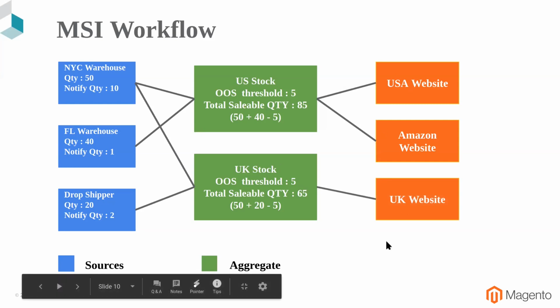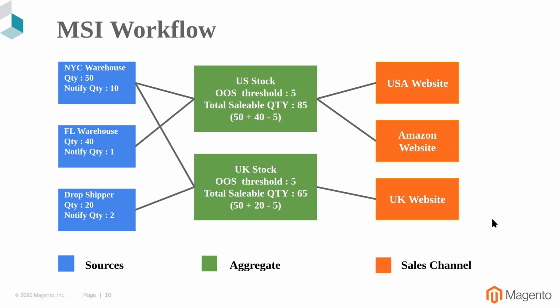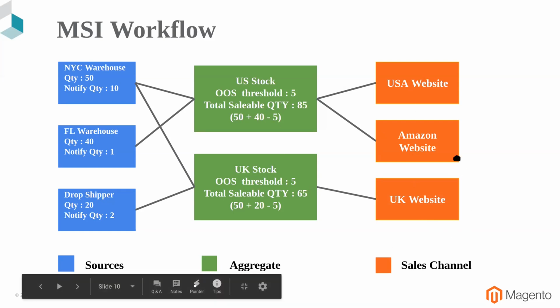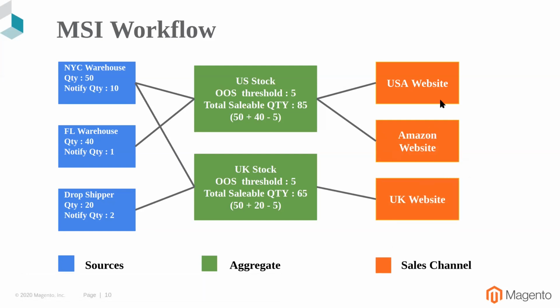These are all together called the sales channel in terms of MSI. So this is the source in blue color, the aggregate or stock in green color, and this is called a sales channel. As you can see from this image, one stock can be assigned to multiple websites, but one website at a time can be assigned to only one stock.